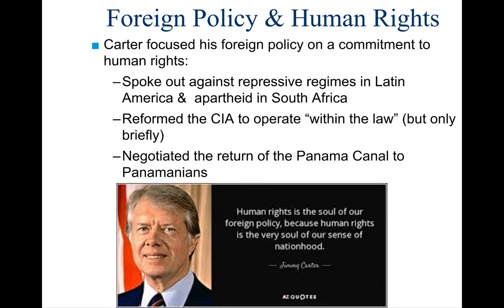He does this in many ways by trying to work through the UN, oftentimes trying to impose economic sanctions on countries that have gross violations of human rights. In some instances, he rejected some of the previous administration's efforts to support authoritarian dictatorships when they were trying to fight communism. So, for example, you might remember the 1953 coup in Guatemala or the 1973 coup in Chile. Carter believed that neither of those were a good idea.